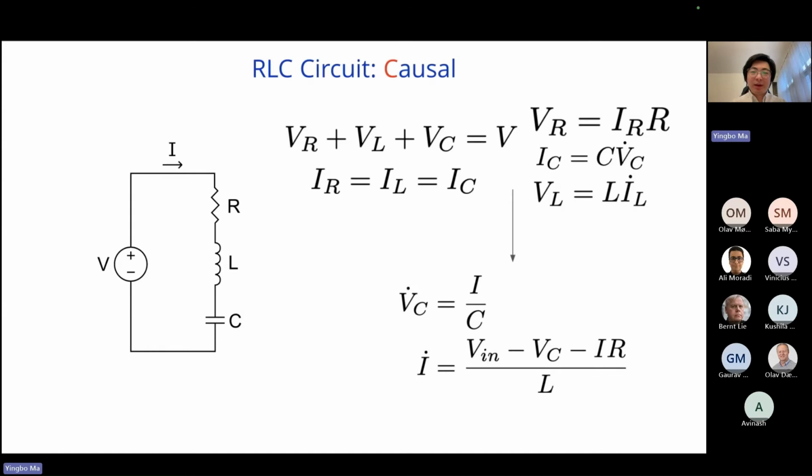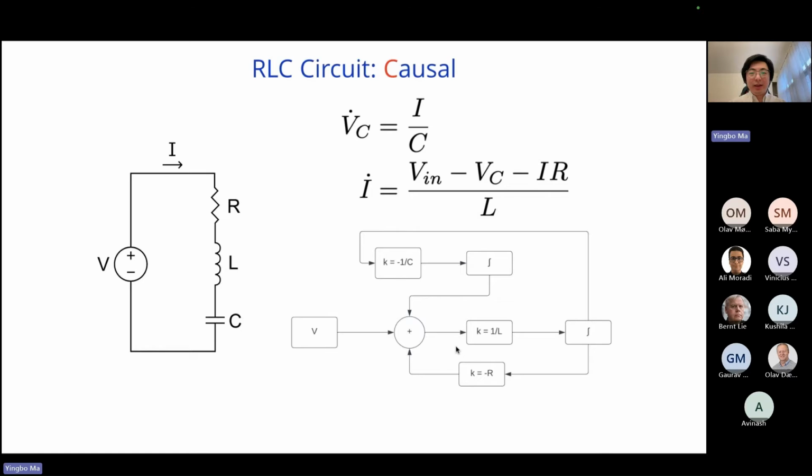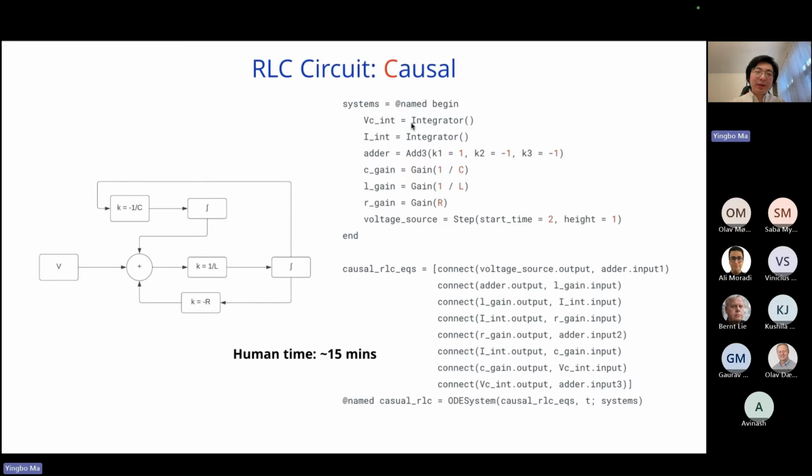And after some algebraic manipulations, we got these two simplified ODEs. And because there are two derivatives, we have two integrator blocks, and we have a gain block. No, we have two gain blocks. So in here, it's pretty straightforward to translate this block diagram into a Modeling Toolkit model. After instantiating all these blocks, we just need to connect them the right way. And this process probably takes a human about 15 minutes to make sure that they have done it right.